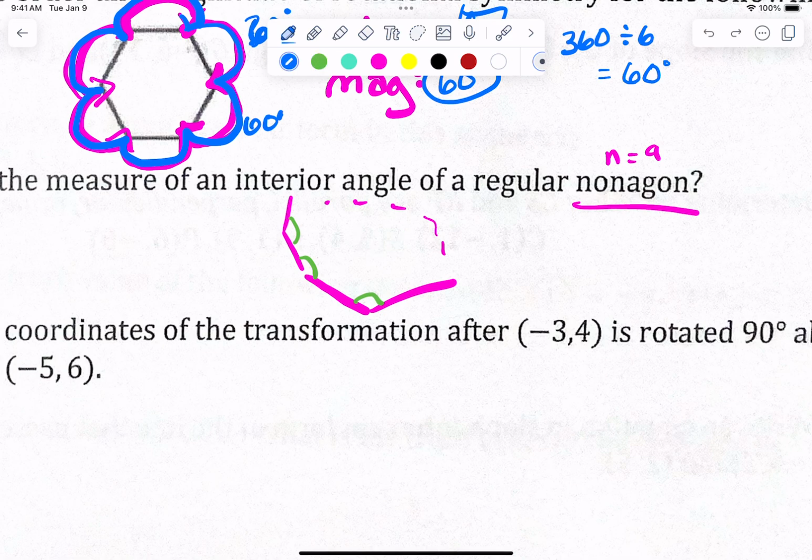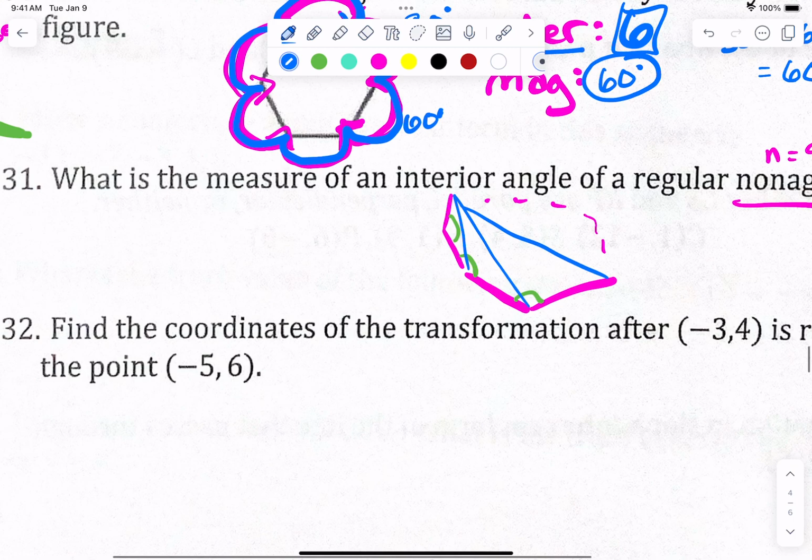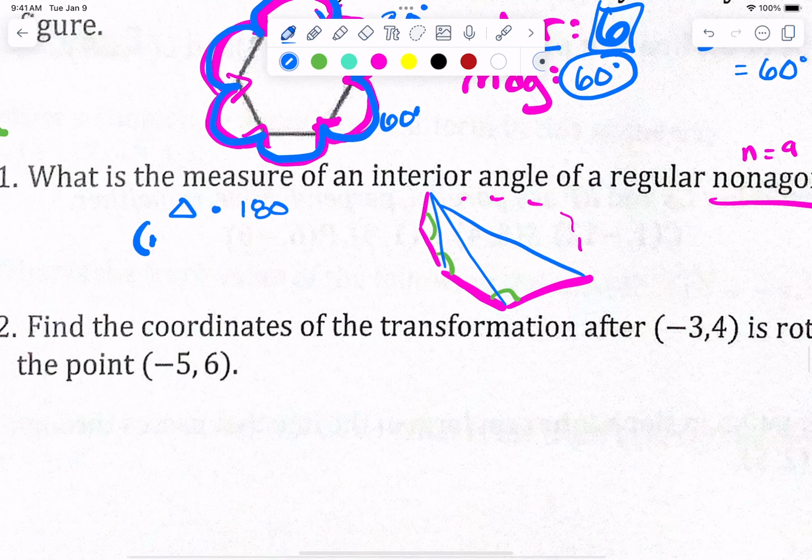And 180 times. So what we have to do is figure out how many triangles it has, right? And each triangle is 180 degrees, okay? But how many triangles are there in a 9-sided figure? 7. N minus 2, which is 7. So 7 times 180, and that is 1260. Somebody check that, would you?